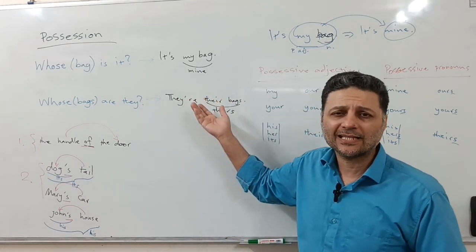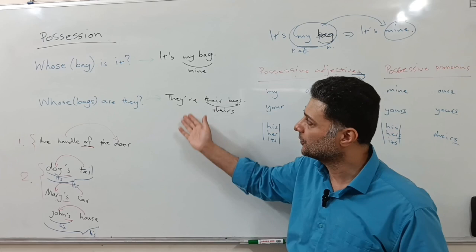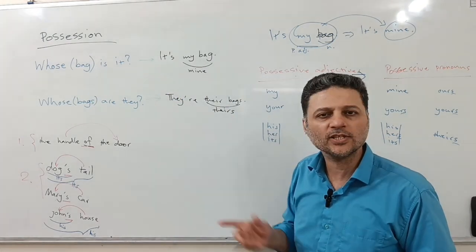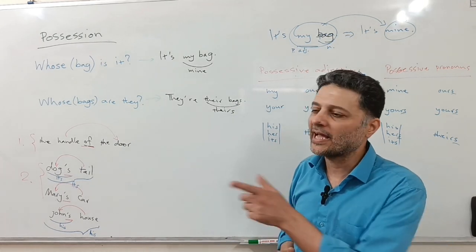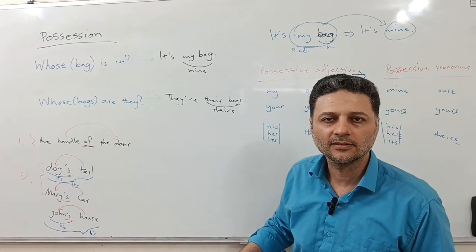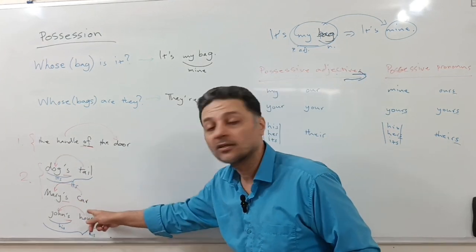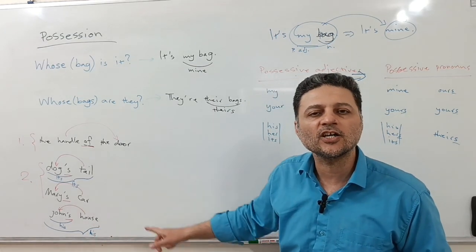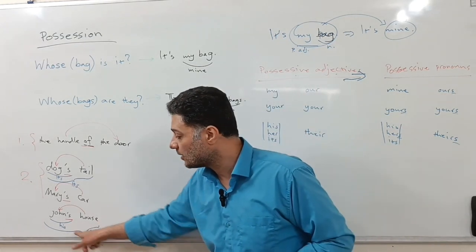Well, the possible answer for these two sentences is, it's my bag, or it's mine. Whose bag is it? Whose is it? It's mine. Whose chair is it? It's his. Whose car is it? It's hers. Or it's her car. It's Mary's car, right? Whose house is it? It's John's. Or it's John's house, or it's his house, or it's his.